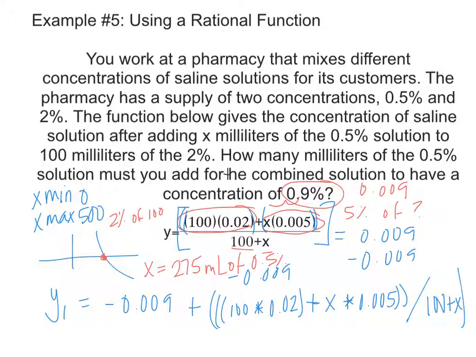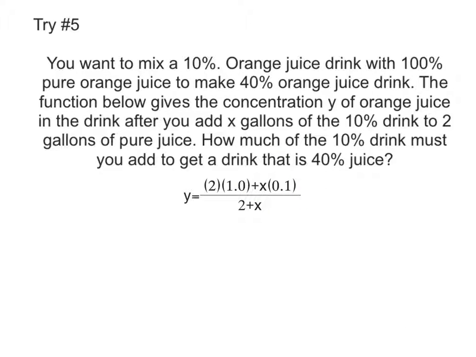All right, so let's go ahead and do another problem just like this. All right, so again, it says you want to mix a 10% orange juice drink with 100% pure orange juice drink to make 40% orange juice drink. Says the function below gives the concentration Y of orange juice in the drink after you add X gallons of the 10% to 2 gallons of the pure.